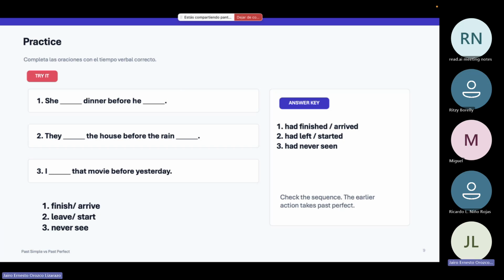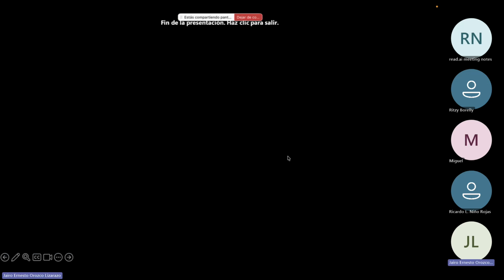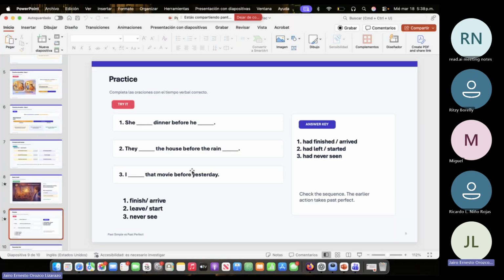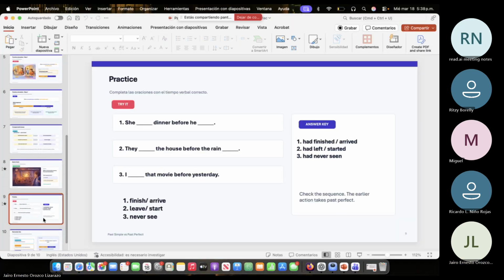And finally, the third one. I had never seen the movie. So when something didn't happen, you always use the word never. I had never seen that movie before yesterday. In Spanish, yo nunca había visto la película antes de ayer, right?